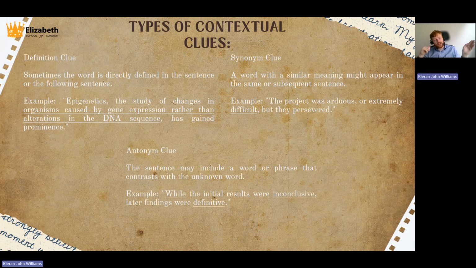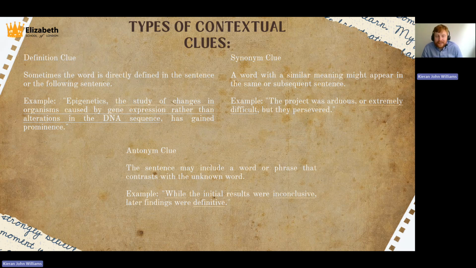So the first thing we can do is maybe there is a clue which tells us the definition of the word. So imagine we're reading and we come across the word epigenetics. Like, oh my word, what could epigenetics mean? Well, sometimes the author is really useful because after they've used a difficult word, they then explain the meaning of that word immediately afterwards. So they give you the definition of the word after the word that they have just given. So if you look in this example, epigenetics, the study of changes in organisms caused by gene expression rather than alterations in the DNA sequence, has gained prominence, then we know what epigenetics is. Okay, because we've got the definition right there.